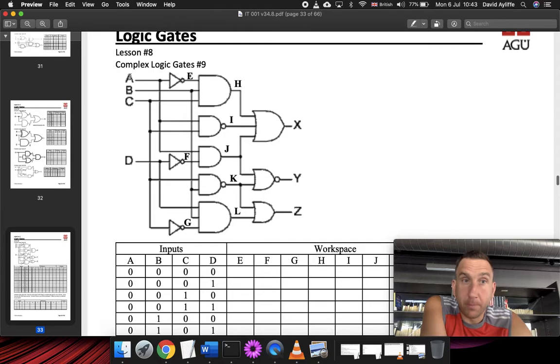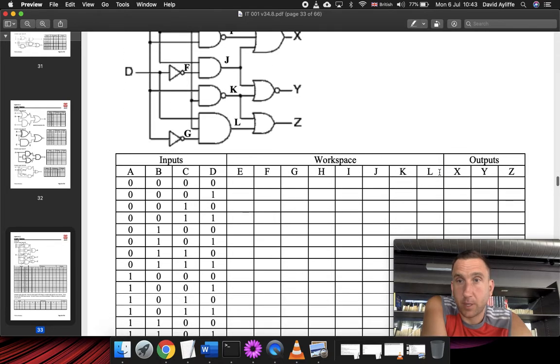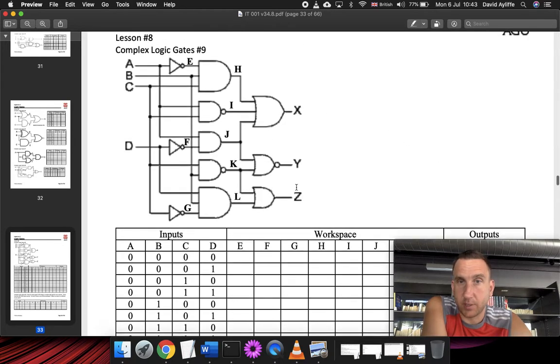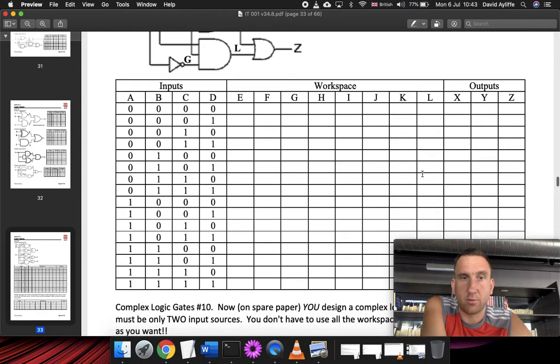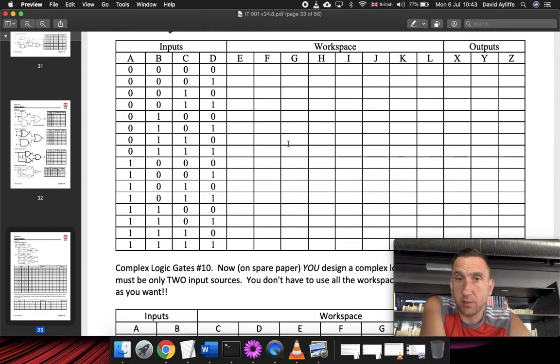We've got 4 inputs, A, B, C, and D. And we've got 3 outputs, X, Y, and Z. Have a go at this, and then pause the video, and then we will attempt to check this together.